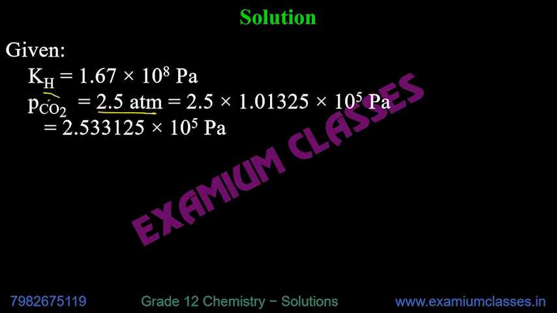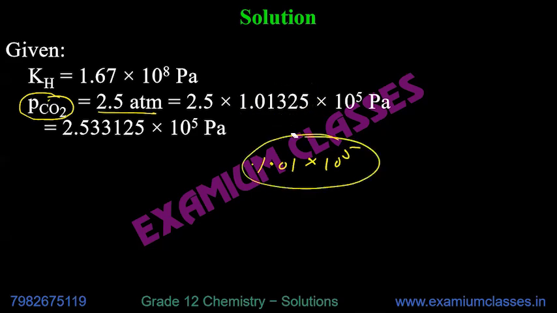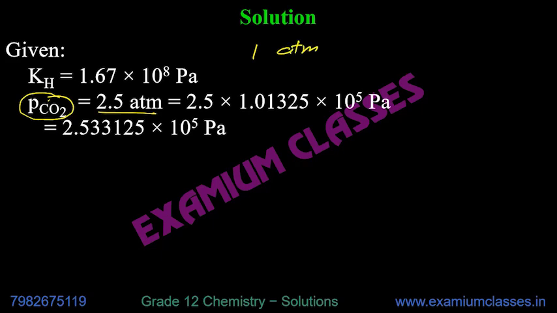So here the partial pressure of carbon dioxide is 2.5 atm, and we need to convert it to Pascal. When we convert atm to Pascal, it is 1.01 into 10 to the power 5. That is acceptable. Instead of writing 1.01325, this is used. So this is the exact value, but 1.01 into 10 power 5 is acceptable. 1 atm is equal to 1.01 into 10 to the power 5 Pascal. Now we have the same unit.